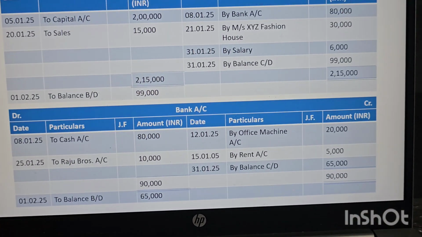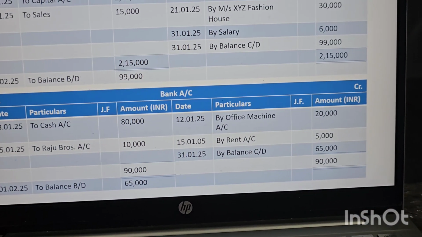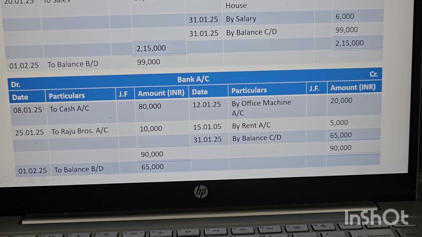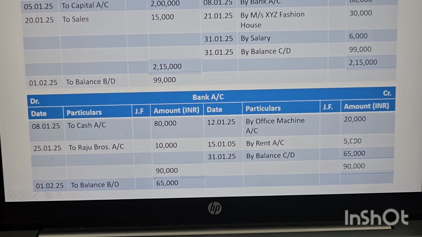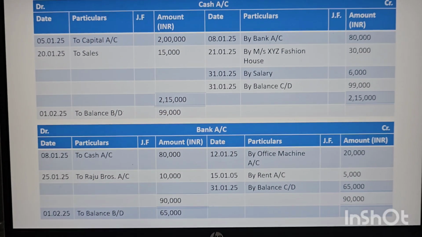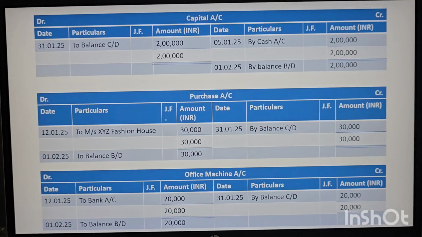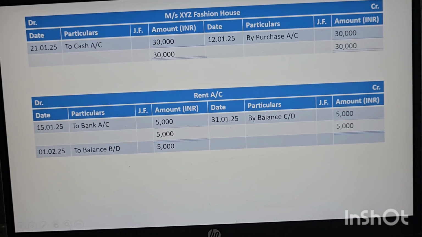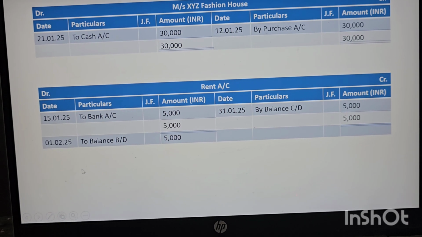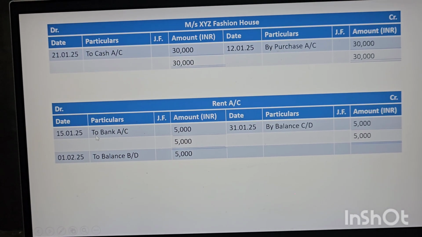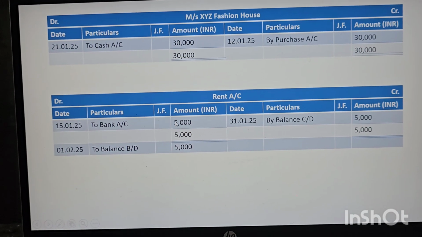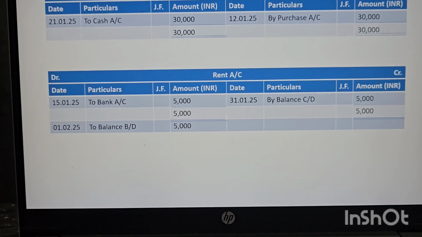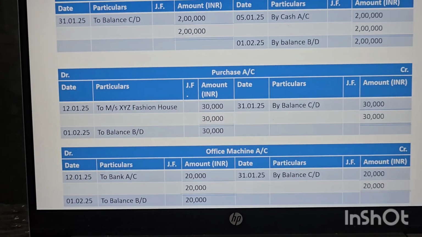So in the bank account, you see, we are crediting it as by rent account over here as 5,000, and then if we see the rent account, which is over here, in the rent account we have made a payment through bank, so it is to bank account 5,000. So this is how the transaction is being recorded in the ledger for the rent.